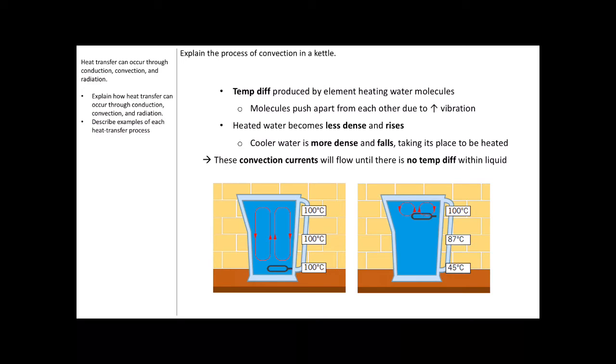It's important that the element is at the bottom of the kettle, otherwise convection currents will only flow near the top without heating all of the liquid, and this is because water is a poor conductor, as we learned in our previous video. So if the element is near the top, those convection currents will only flow between the element and the top of the water, because all of the water underneath will still be more dense and therefore won't rise to join in with the convection current.